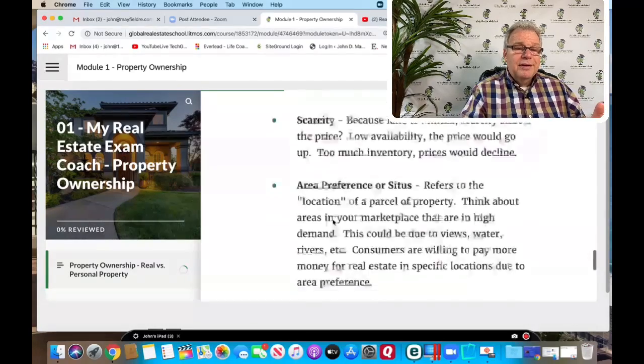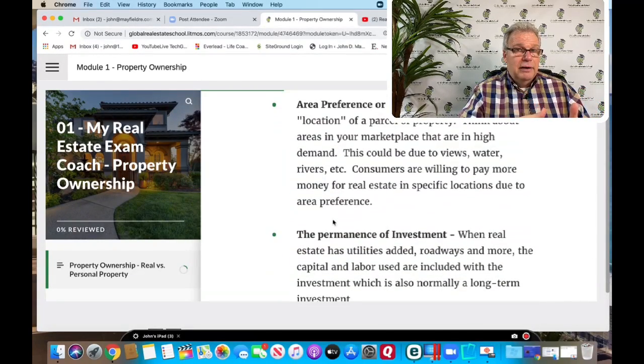Area preference is another economic characteristic of real estate. Think of the area where you live. There are neighborhoods that people want to live in. The neighborhood that I'm in, Holiday Park, 25, maybe 30 years ago, was a very in-demand neighborhood. In fact, the cul-de-sac I live on was always my favorite part of Holiday Park.